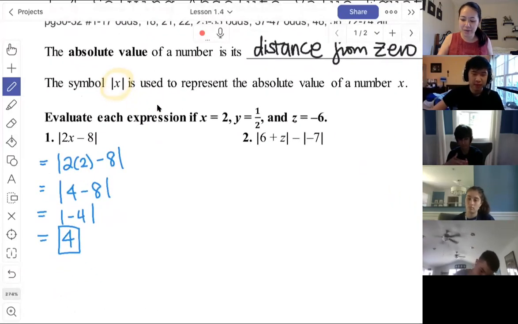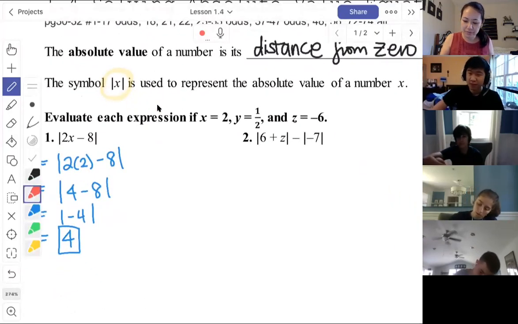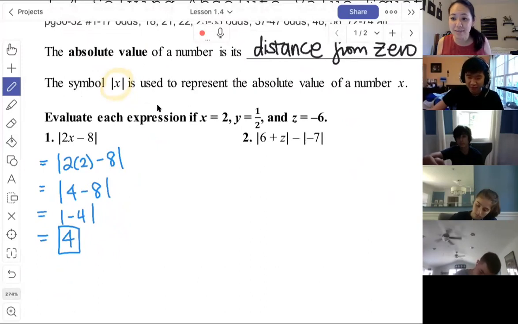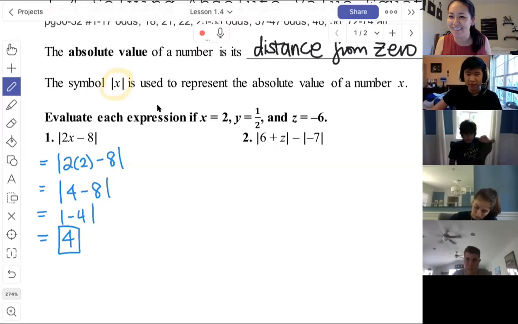Let me show you another one, number 2. Miss Leong, question? Does that mean your answer will always be positive? If the entire thing is absolute value, what comes out of the absolute value is always positive. Unless it's 0, then it's not technically positive.